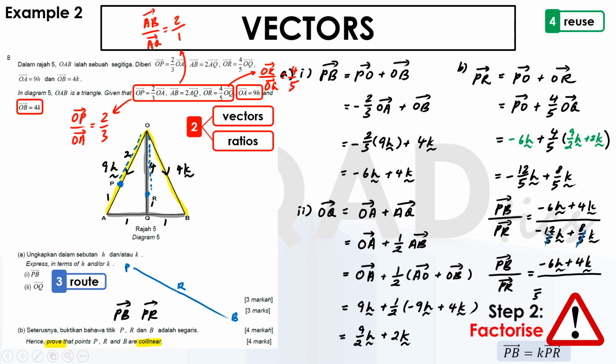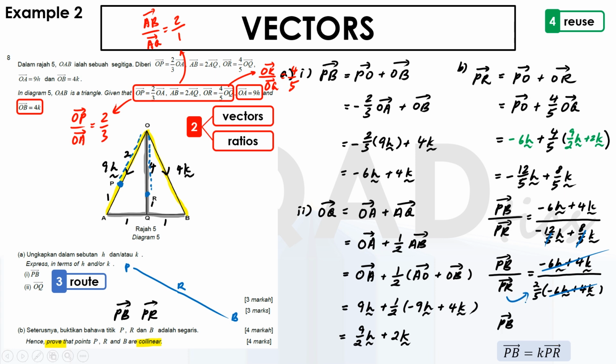So what I will do is, for here, I extract or factorize 2 out. Okay, so the final numbers you get is exactly the same as the numerator. So what I will do is cross off these two parts because both are the same now. Then I will just move PR to the other side. So PB will be equal to 5 over 2 PR, which is the final result that I need to get. So this is how do we prove that two vectors or these 3 points are collinear or parallel.